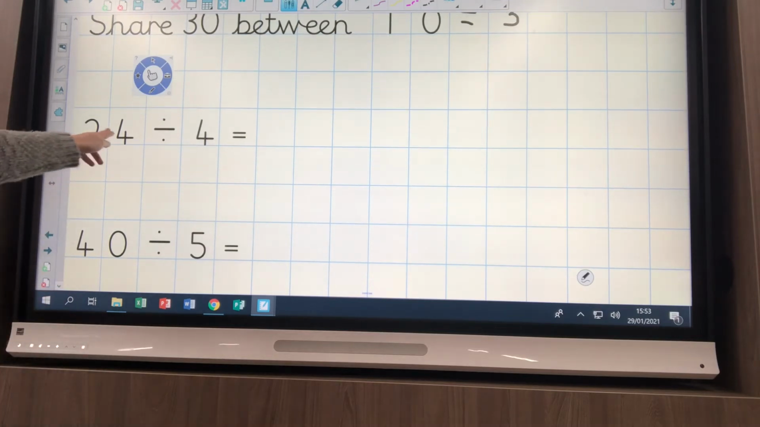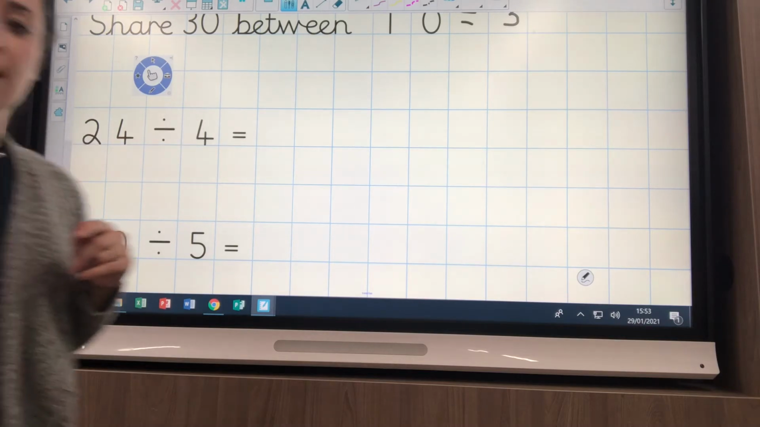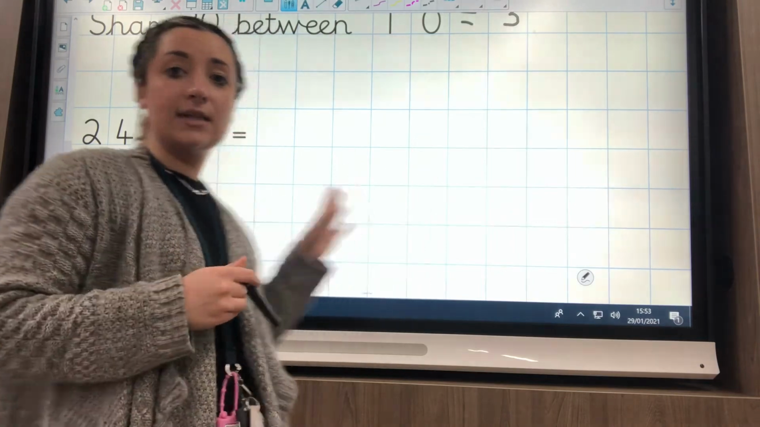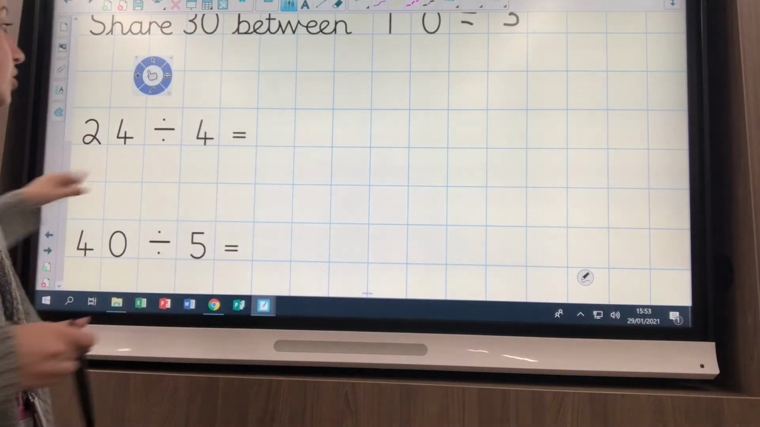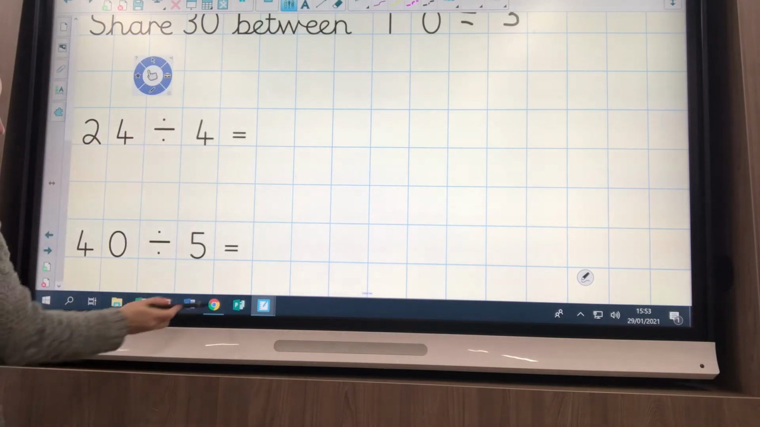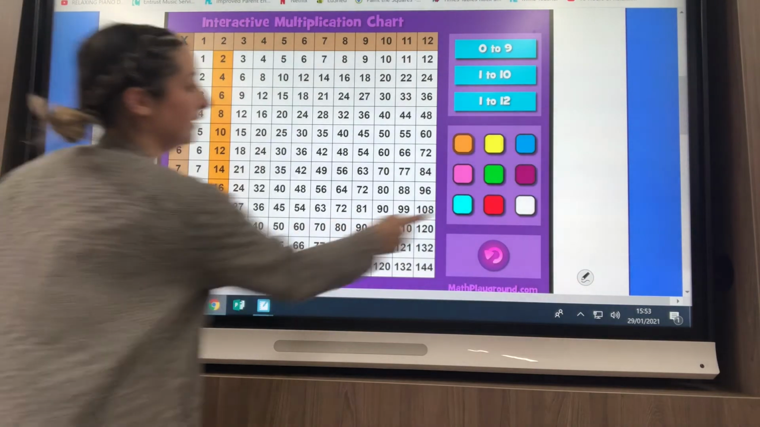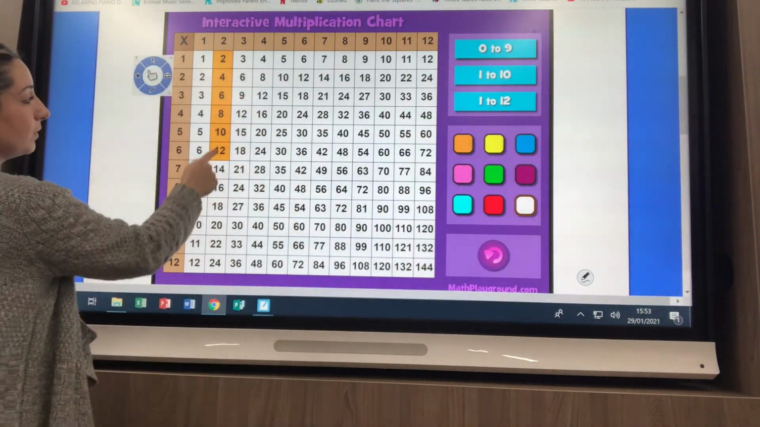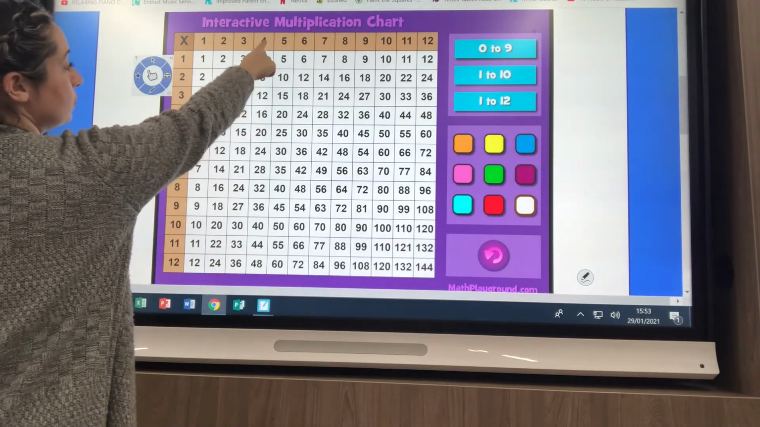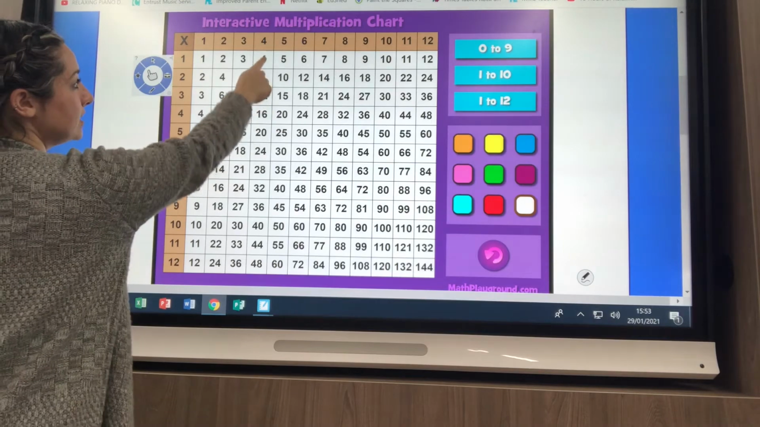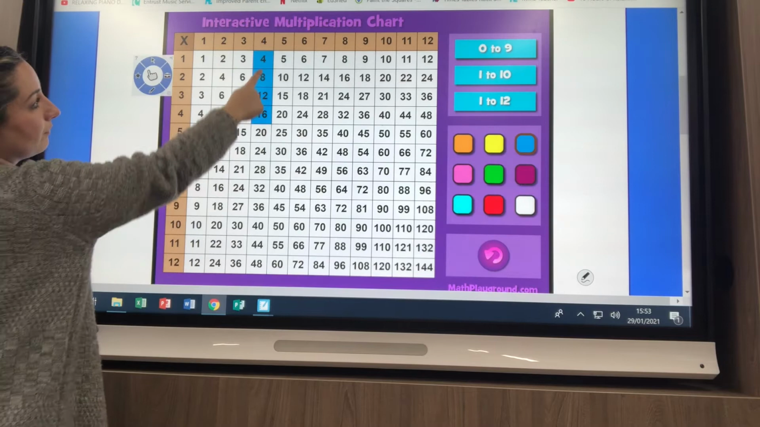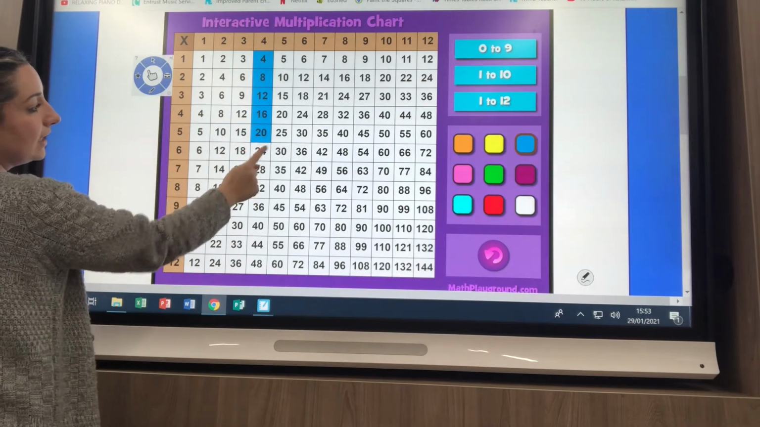Okay, so we've got 24 divided by 4, and I'm going to write down my number sentence in a multiplication so it makes sense for me to understand what I need to do for the inverse. So I've got 24 divided by 4, so go on to my multiplication grid. Now let's click back off these because we want 24 divided by 4. So you go down to your fours column and you tap with a colour until you get to 24. So I've got 4, 8, 12, 16, 20, 24.